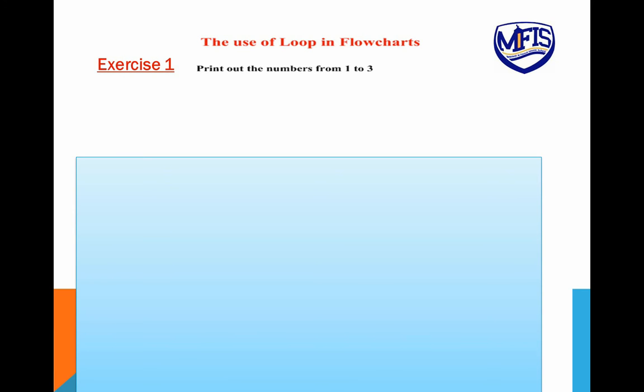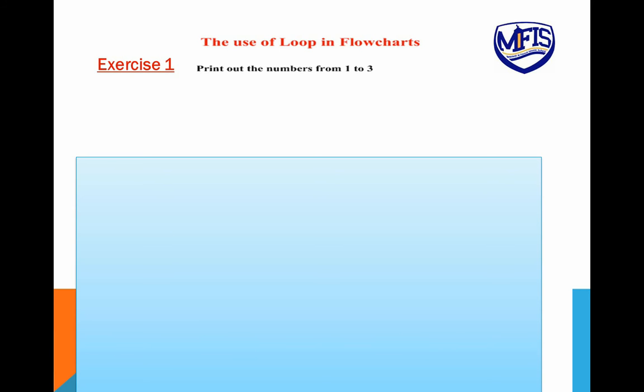Let's try together the first exercise in looping. It says print out the numbers from 1 to 3. In this case, we have to write down the numbers 1, 2, and 3. To do this, we have to put them inside a loop to continue adding numbers until you reach 3.